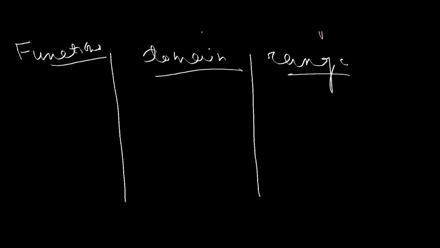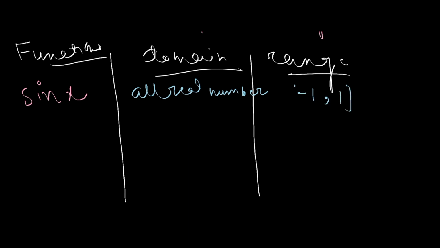So the first trigonometric function is sine x. The domain of sine function is, I would say, all real numbers. You can put all real numbers in the domain of sine function. And the range is from -1 to 1. So the range is the closed interval of -1 and 1. So this was about sine function.